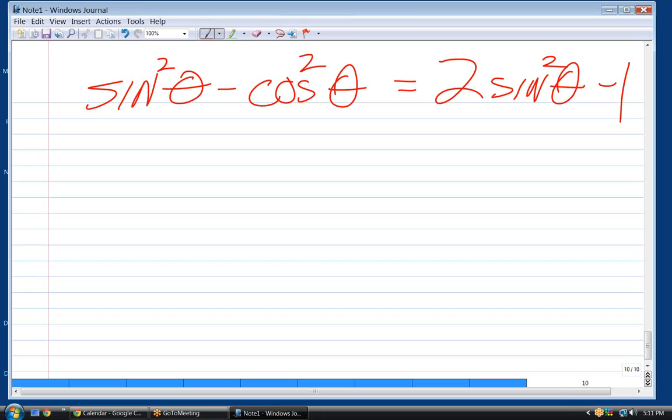Well, let's go back to our Pythagorean identity. What is that equal to again? If sine squared plus cosine squared equals 1, then what does cosine squared equal? So sine squared plus cosine squared equals 1. Do the algebra. Solve for cosine squared. What do you get?